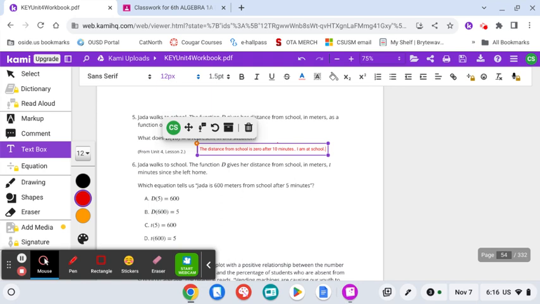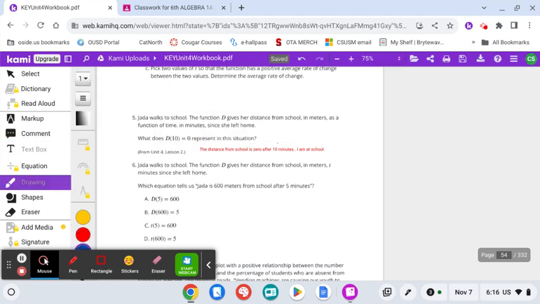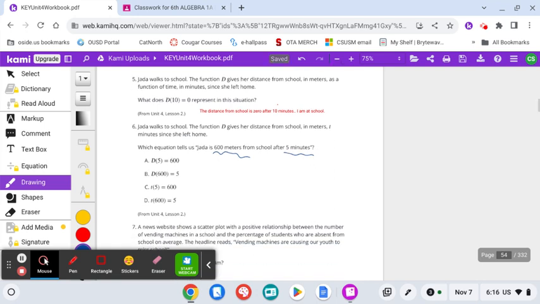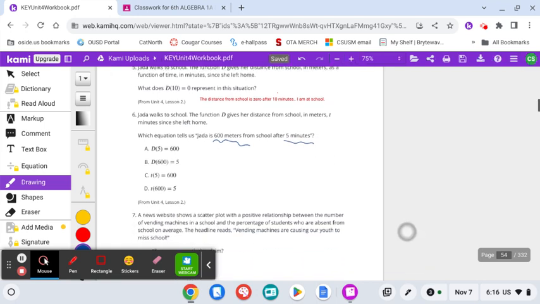Next says that Jada walks to school. The function d gives her distance again. Which equation tells us that Jada is 600 meters from school after 5 minutes? Go ahead and select your answer. This one is multiple choice.